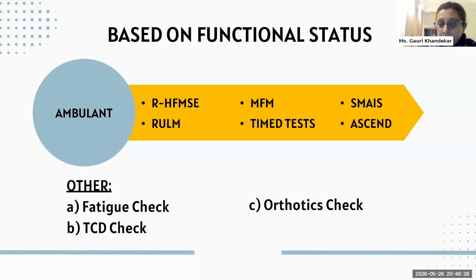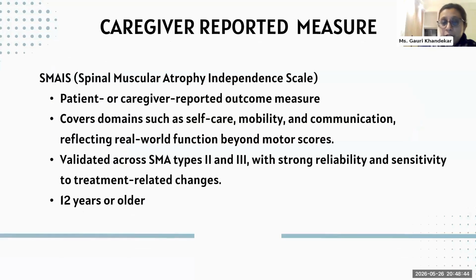And with ambulant children, we definitely have to do the timed tests and SMAIS and ASCEND. Here we have to check the fatigue, the orthotic check, and the TCD, that is tightness, contracture, deformity, for the ambulant children. So these are the two caregiver reported measures.